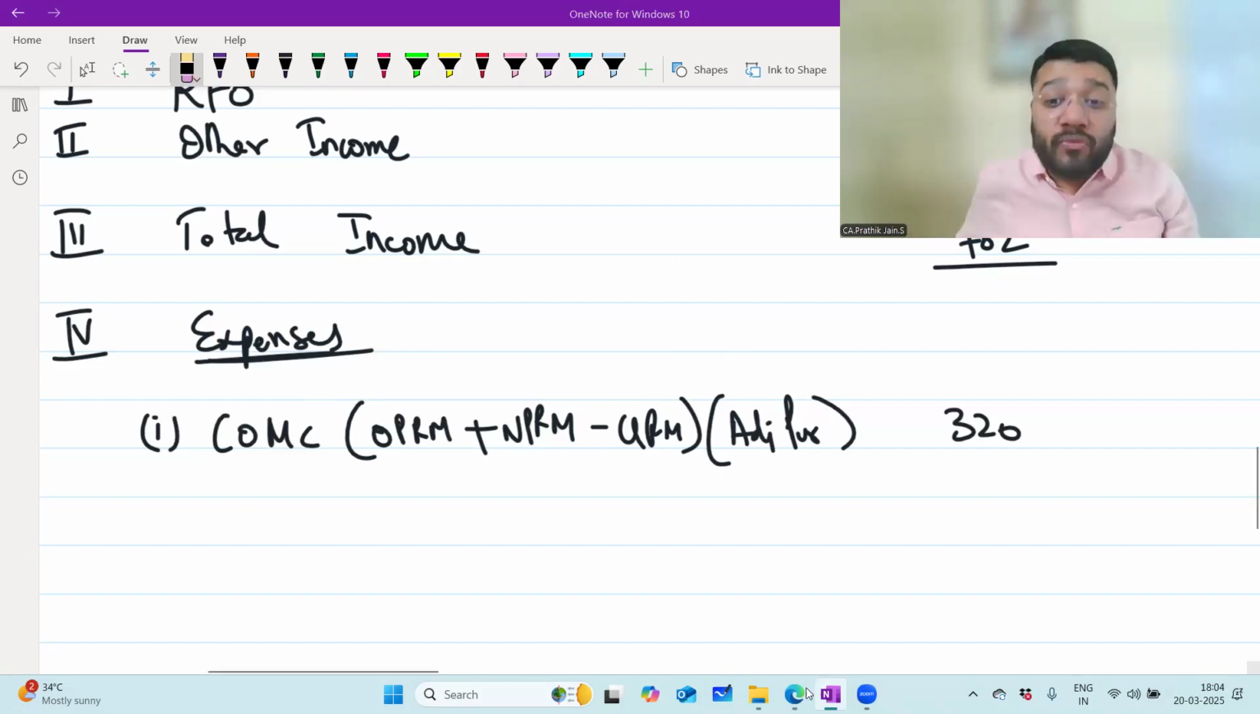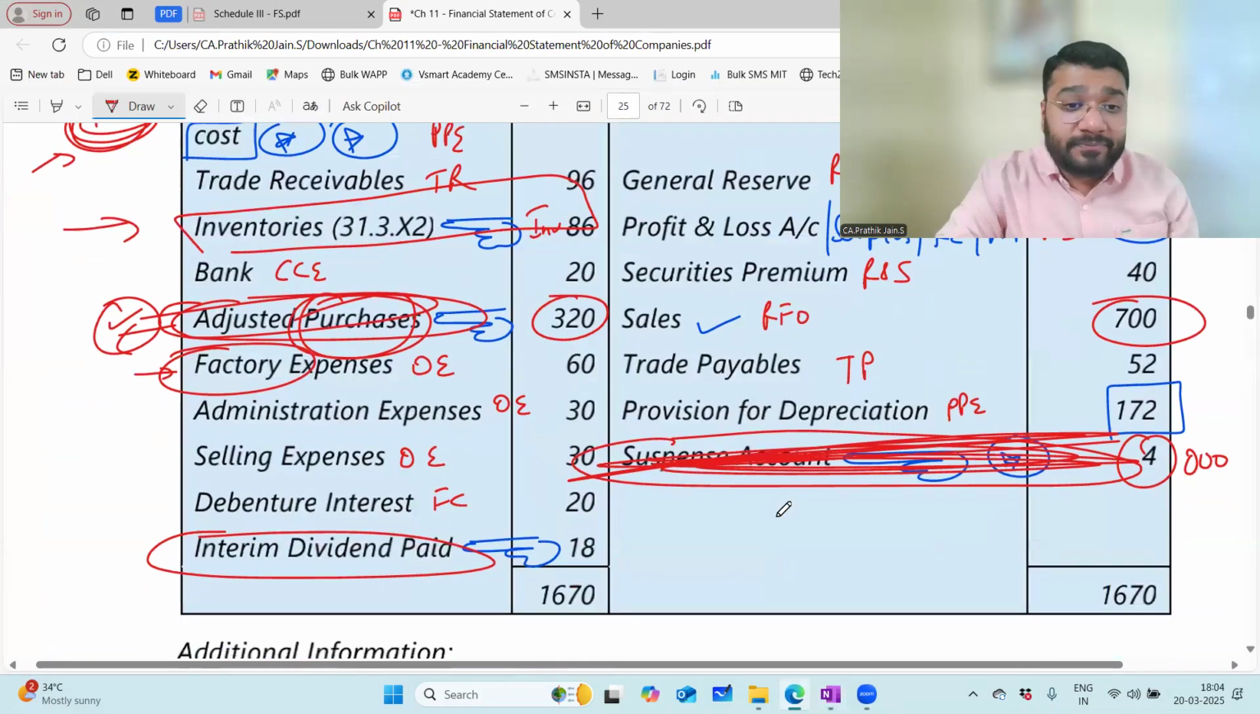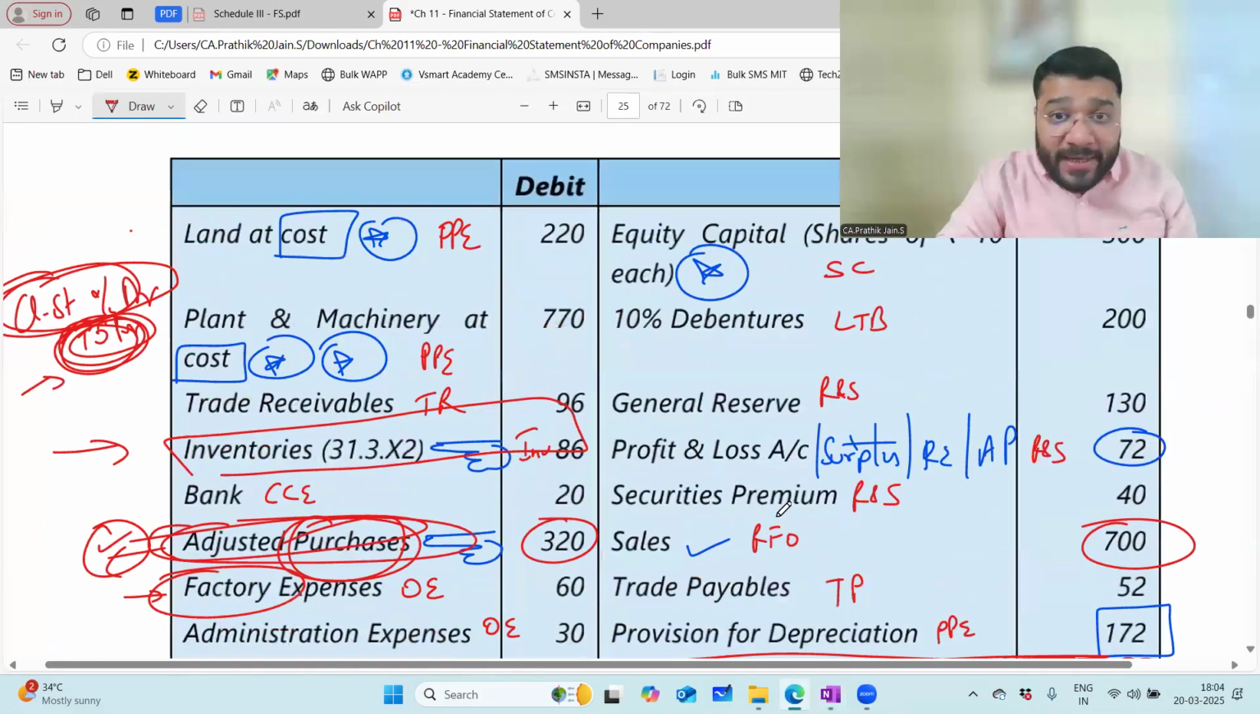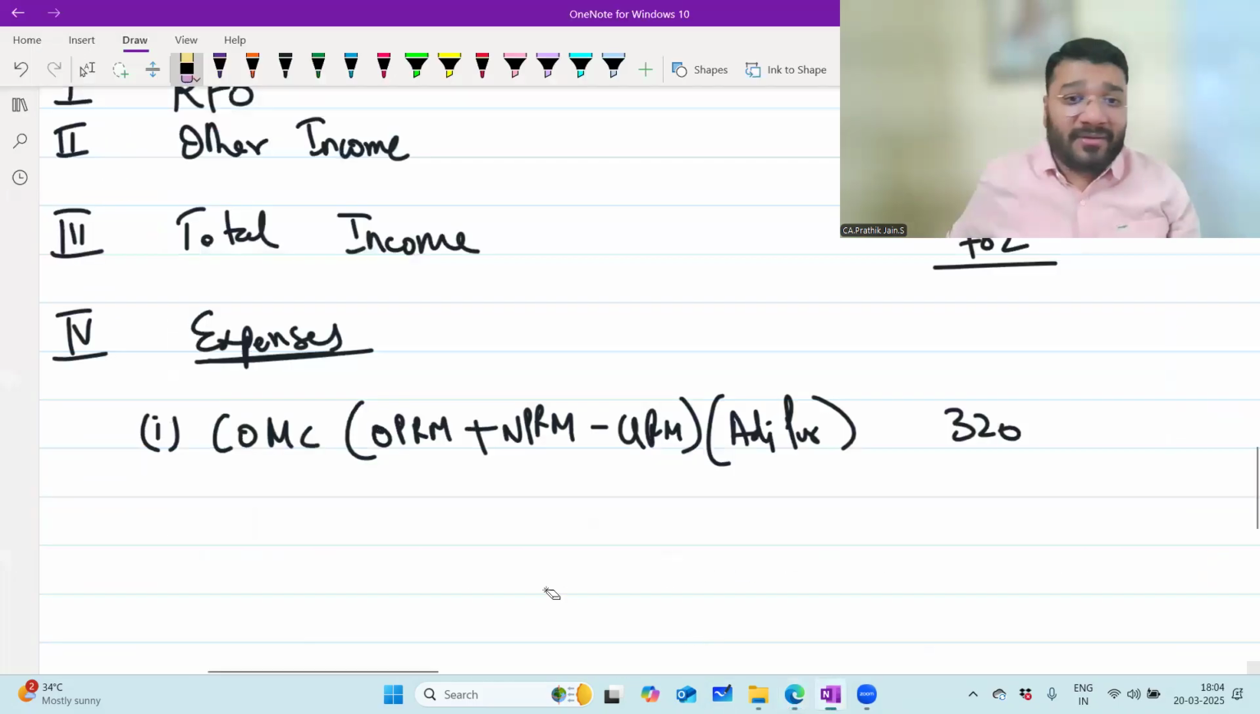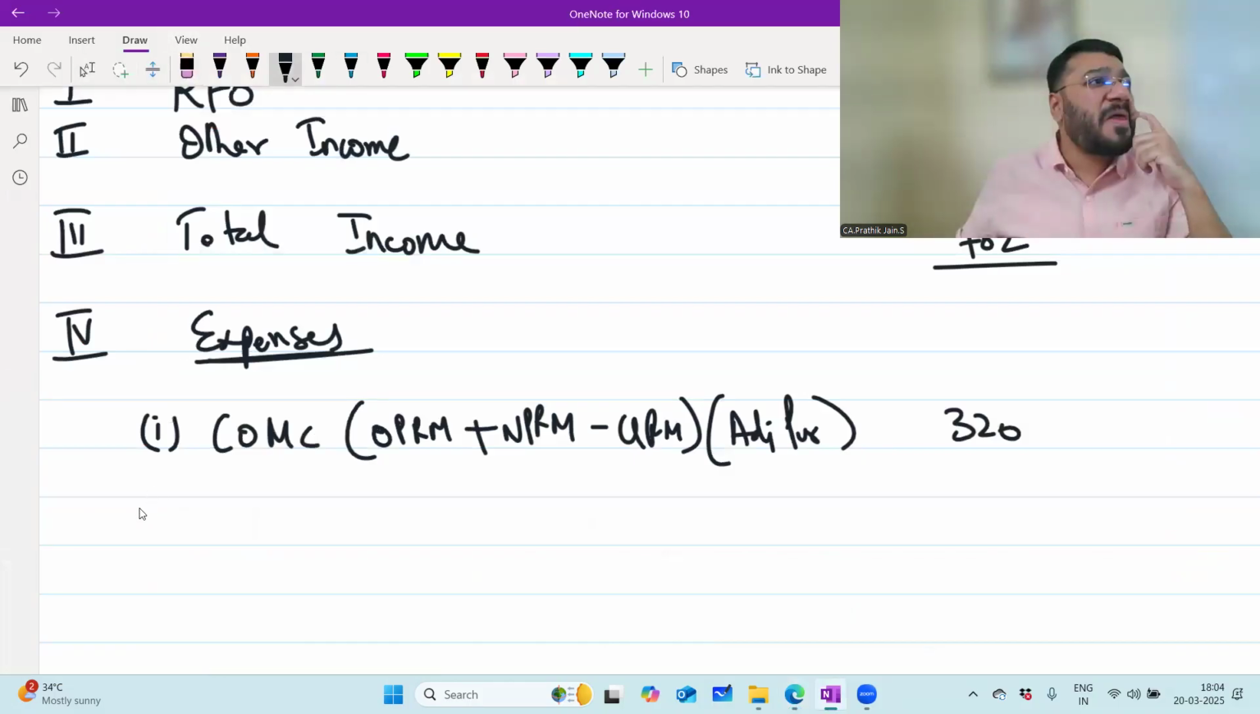Employee benefit. Do we have any employee benefit expenses? No. Are you sure? Yes. No employee expenses? No. So the owner is doing all the work? Yes. How will he scale up his business? Okay, employee benefit, next.